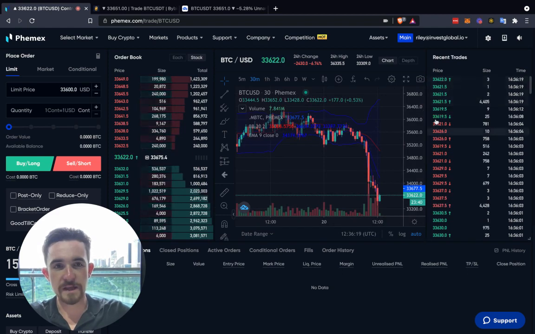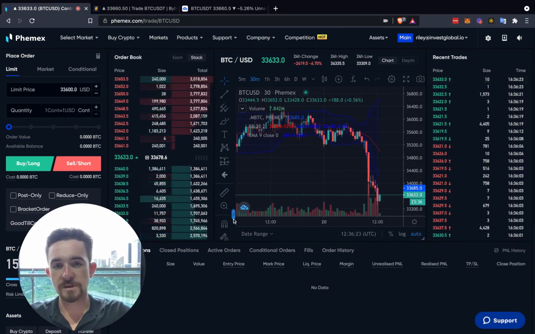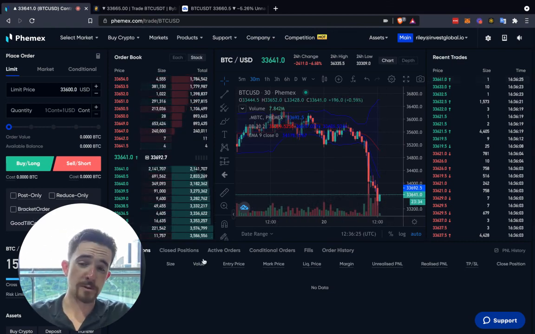But this is like the order book right here. So this is recent trades. These help you to see volume. So you can see volume down here, and open interest, what we talked about yesterday.